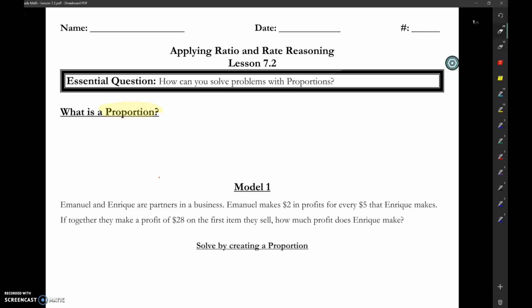Okay, boys and girls, so we're moving on to lesson 7.2, and it's applying ratio and rate reasoning. So it's lesson 7.2, and our question is, how can you solve problems with proportions? Now, you've probably never heard the word proportion before. I'm going to provide you the definition, and then I'm going to give you an example of a proportion.